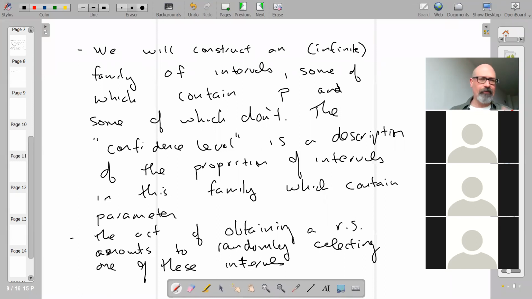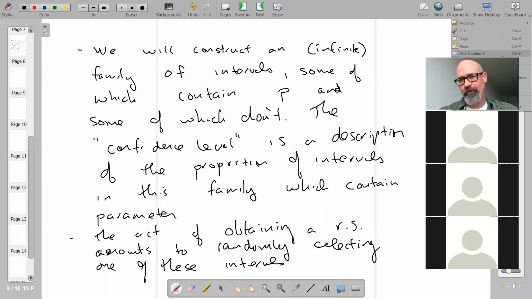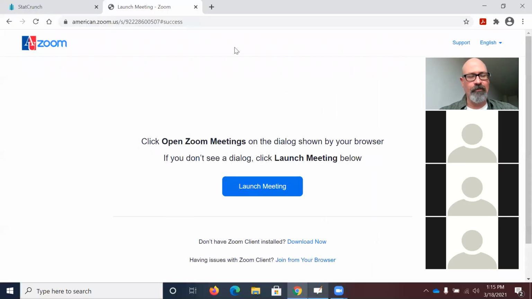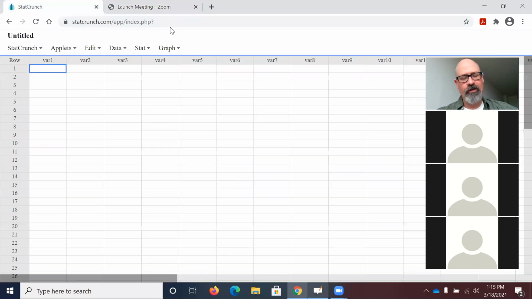So practically, there's a formula. We'll talk about that in just a second. We'll maybe talk about the theoretical development. But what I'd like to do right now is just show you a little bit about what that might mean using StatCrunch. So if you go to StatCrunch, there are a lot of nice features.